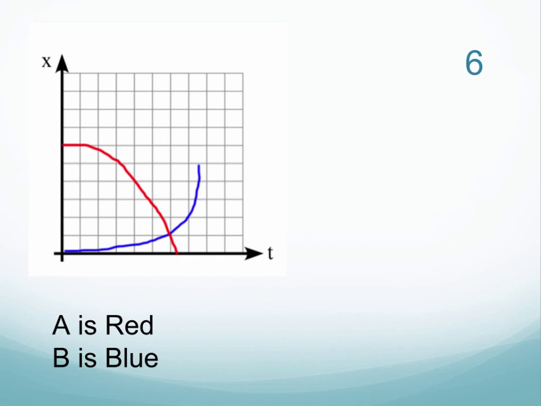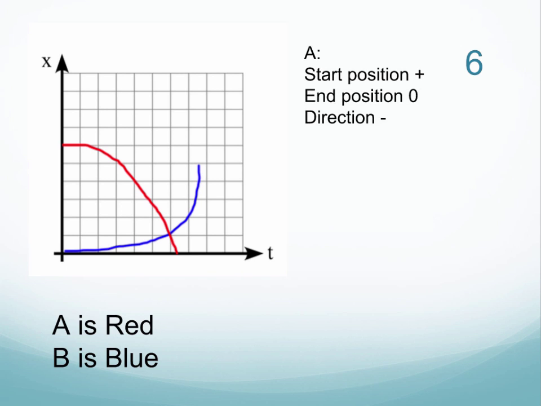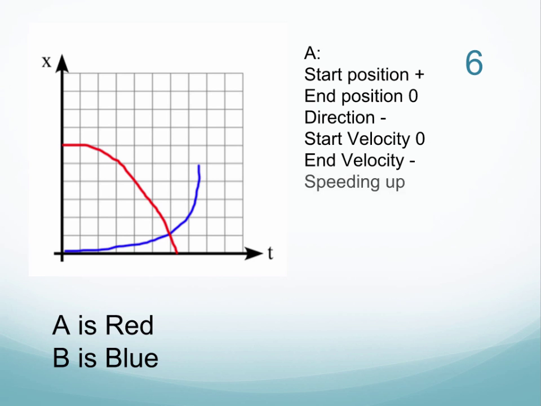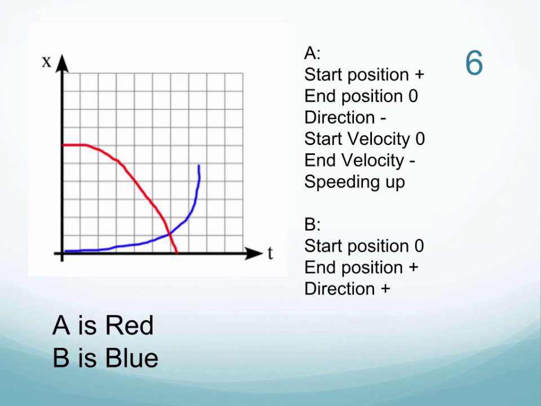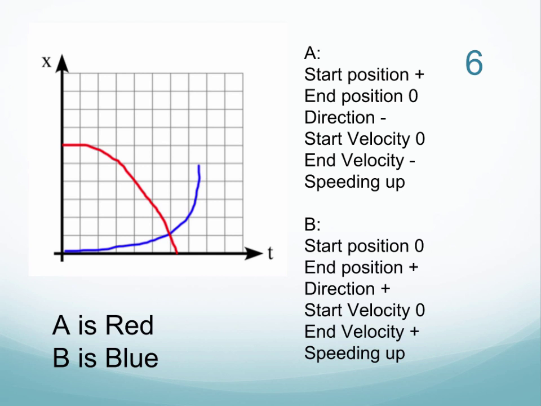And finally, number 6. Object A started at a positive position, ended at 0, and went in a negative direction. Starting velocity was 0, ending velocity was negative. This object is speeding up. Object B started position was 0, end position was positive, direction was positive. Starting velocity was 0, ending velocity was positive. This object is also speeding up.